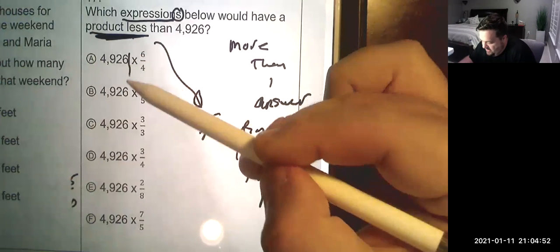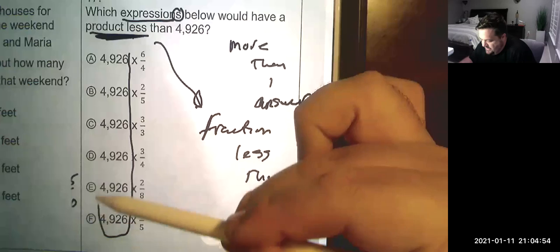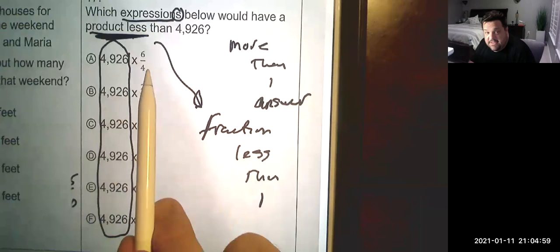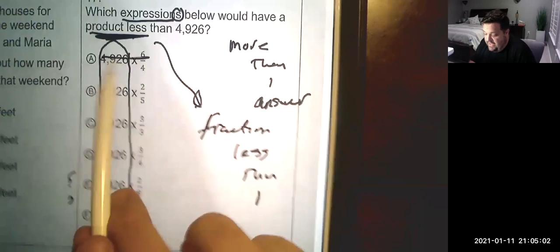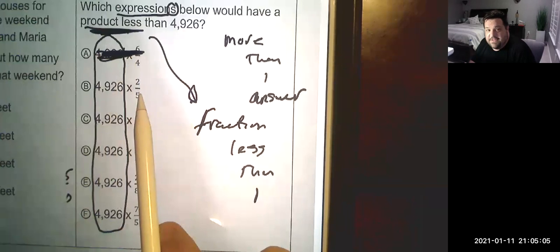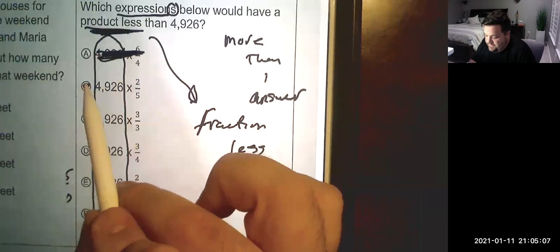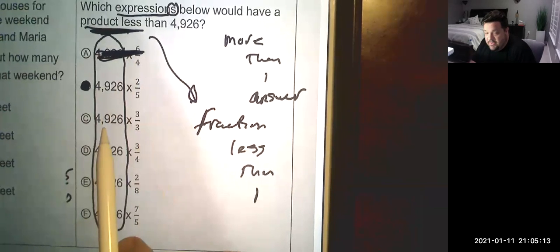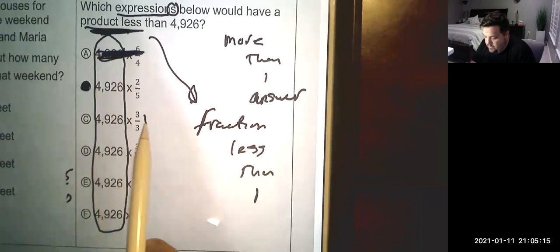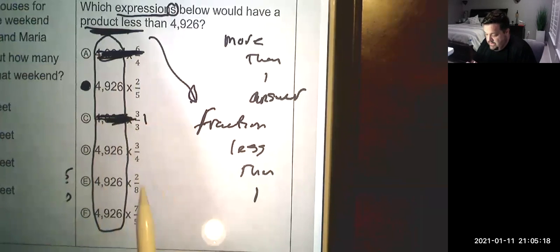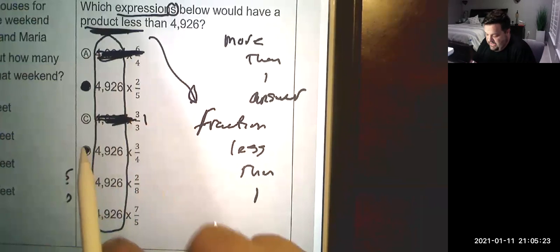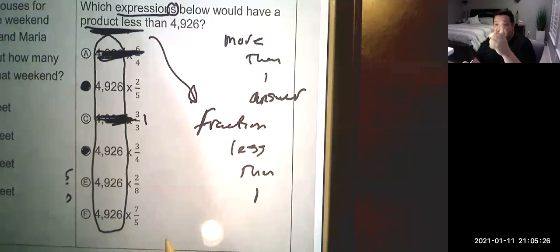And look, they kept all the numbers the same here. Your whole number here, they did not change it. So let's go right through. 6/4 is bigger than 1. That's not a choice. 2/5 is a fraction less than 1. B is one of your choices. 3/3 equals 1. So this number is not going to get less because it's multiplied by 1. That is not one of your choices. 3/4 is a fraction less than 1. That is one of your choices, D. 2/8 is a fraction less than 1. That is going to be one of your choices.